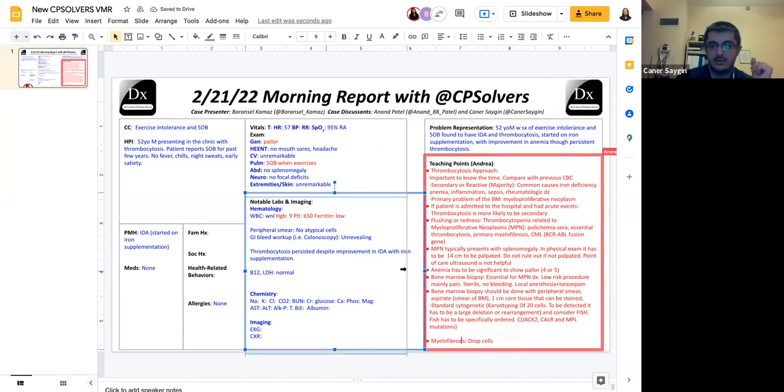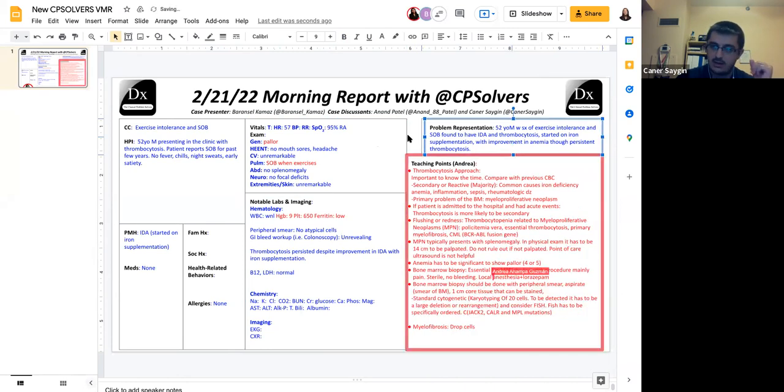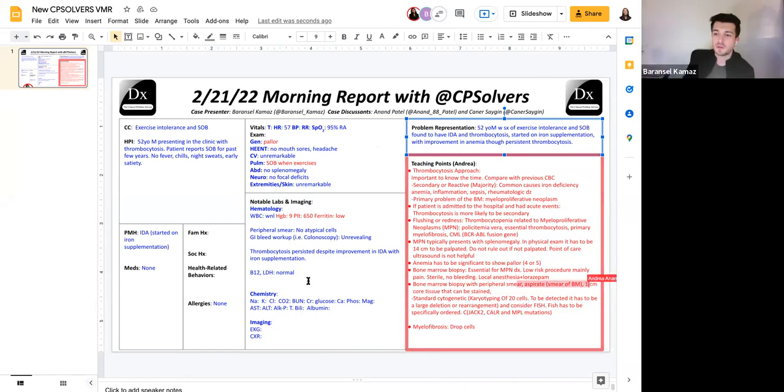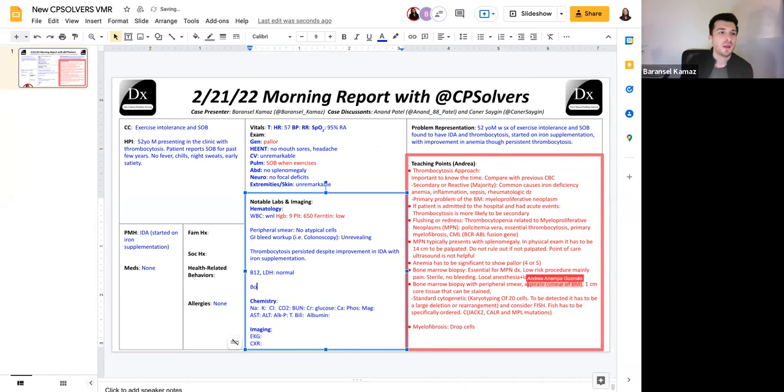I think one test I forgot to mention is flow. It's very important, maybe not as much for this one, but flow cytometry looks at the markers on the cells and also helps us understand blast percentage and all that. So we have bone marrow biopsy and molecular testing. We don't have flow cytometry.